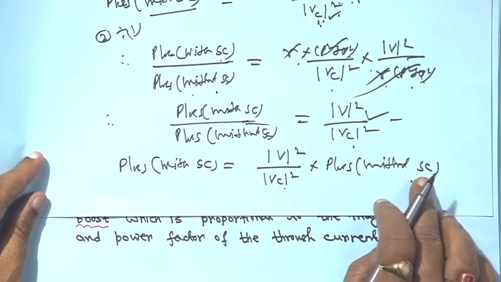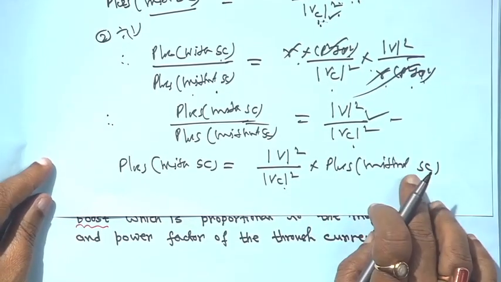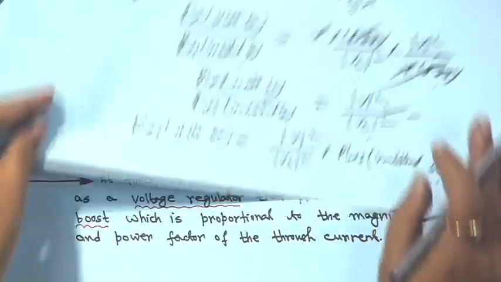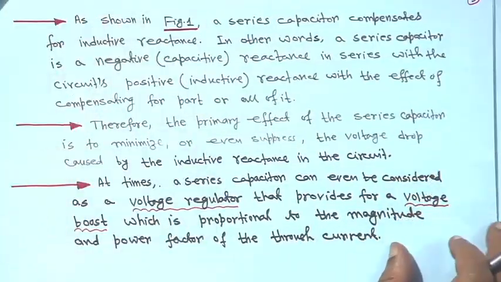So P loss without series capacitor, whatever you have, you put it there. You will find that approximately, to some extent, it reduces the losses.